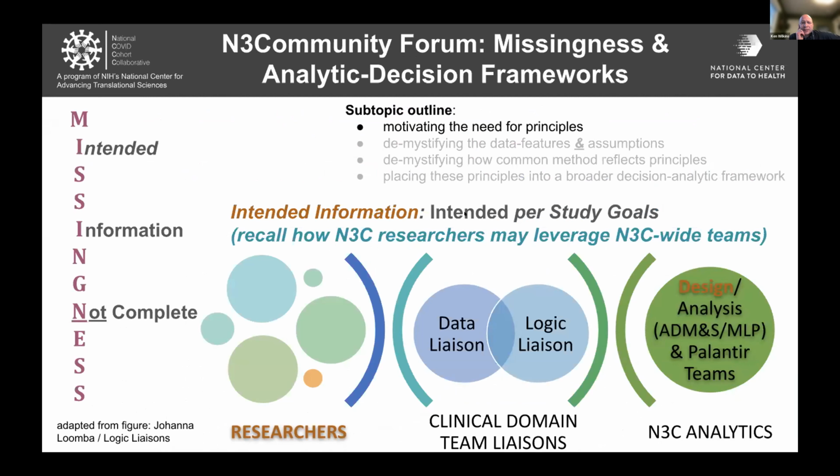But this is really a context of, you have intended information in your N3C research that's not complete, as Hythem has already nicely outlined. And we want to be able to point out to all the researchers involved in N3C that there are N3C-wide teams that can help you with this, from data liaisons, logic liaisons, to the machine learning pipelines that we'll hear about next after this subtopic, to folks like the Applicable Data Methods and Standards team and Palantir teams that can help you work through when you're faced with incomplete data relative to what you ideally would have, had you designed your own study and captured your own data, and what you can do with that.